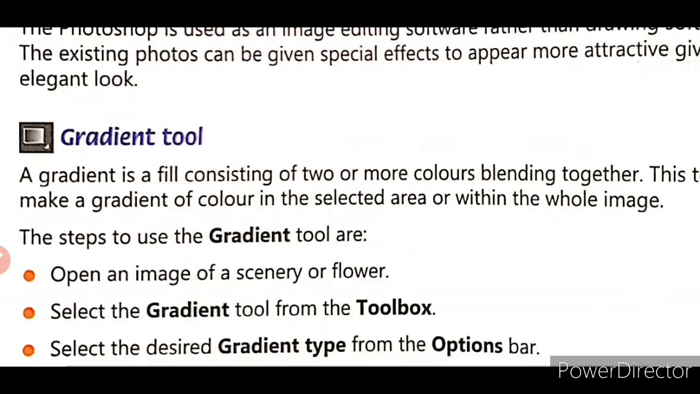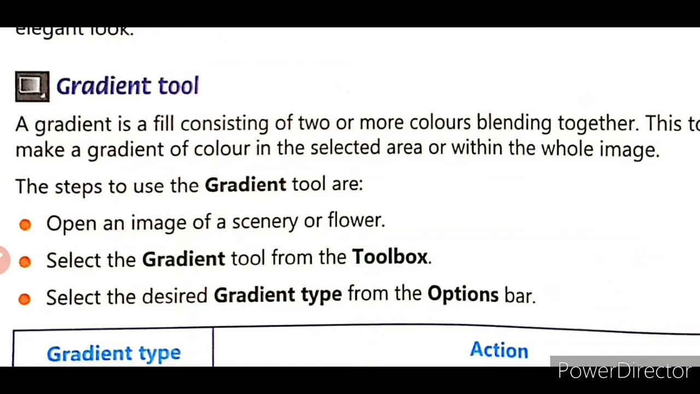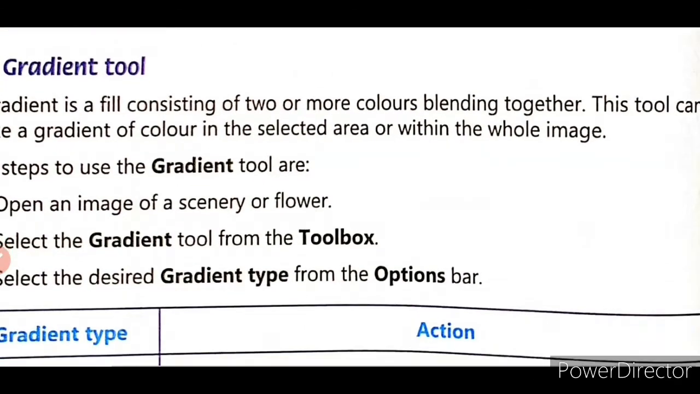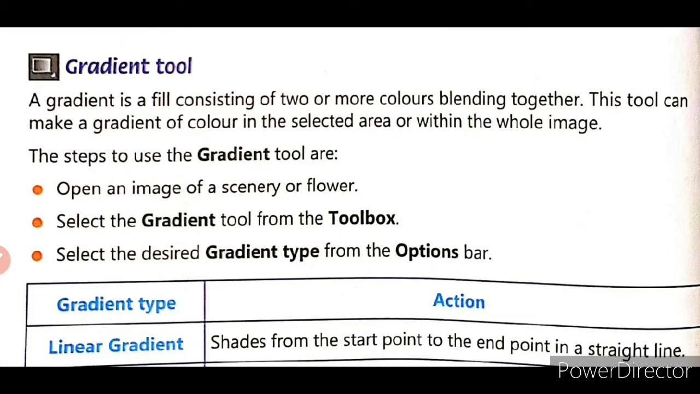Okay. So first we'll see about the gradient tool. A gradient is a fill consisting of two or more colors blending together. This tool can make a gradient of color in the selected area or within the whole image. Why is this gradient tool used? In order to blend two or more colors. So this tool makes a gradient of color in the selected area or the whole image.